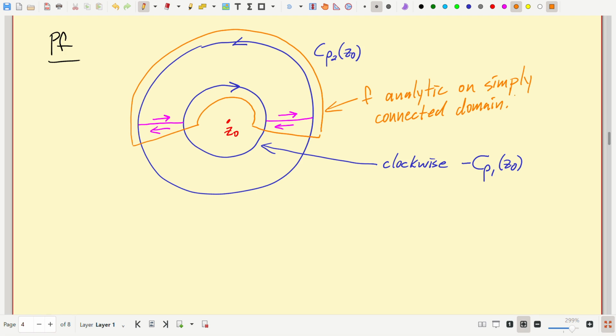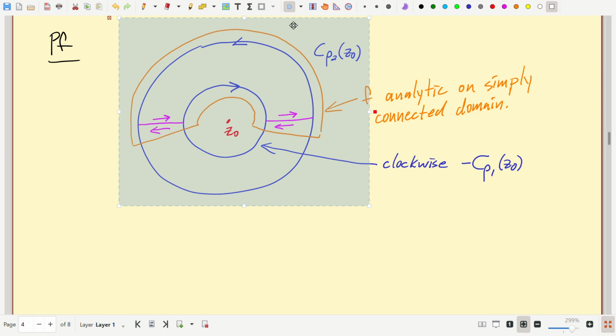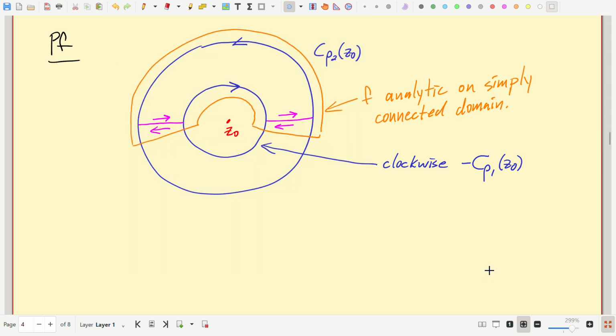Let me copy this mess. So the integral around gamma sub top of f dz is equal to 0.